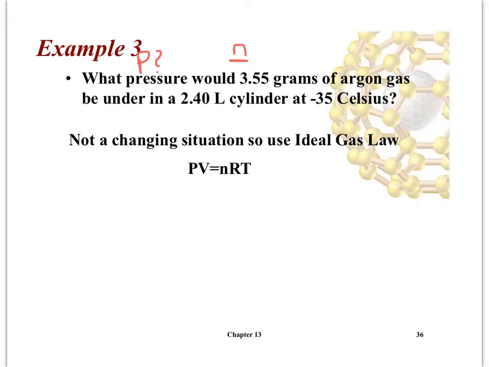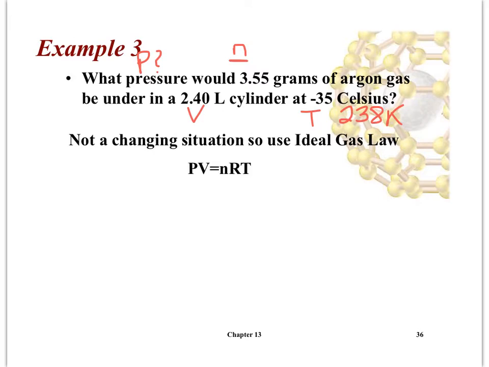Of argon gas under 2.40 liters, so that's a volume. And negative 35 Celsius, that is a temperature. However, whenever I see Celsius temperature, I always convert it to Kelvin when it's talking about gases. So negative 35 Celsius would be 238 Kelvin. Okay, that's all the numbers I have. So it looks like I have one pressure, one amount, one volume, and one temperature. No changing conditions here, and so I would use the ideal gas law, PV equals nRT.